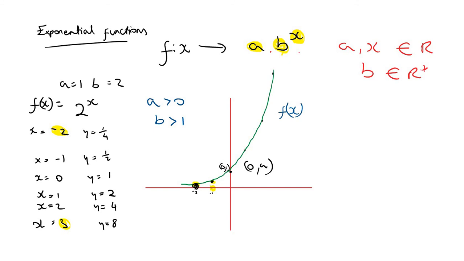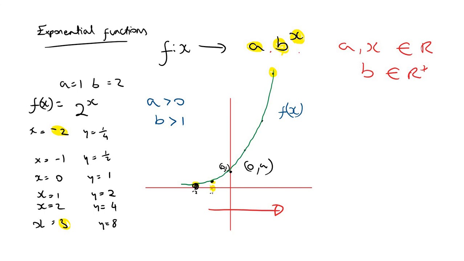And then suddenly, as x starts to get more positive in this direction, y increases quite a bit. So you can see when x is 0, y is 1. When x is 1, y is 2. Then when x is 3, y is 8. So it goes up quite dramatically. Okay, so that's an exponential function where we have x being a power.